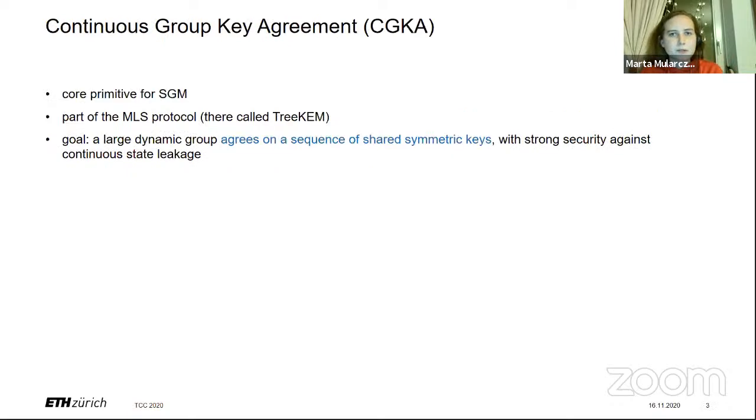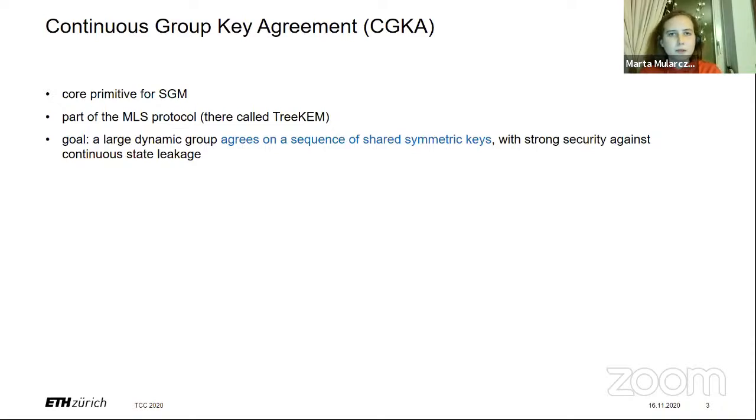So now continuous group key agreement, or CGKA, is basically the core primitive used to build SGM. In a sense, it does for secure group messaging what key exchange does for TLS. It's also part of the MLS protocol, where its CGKA protocol is called TreeKEM. The goal is to allow a dynamic group to agree on a sequence of shared symmetric keys.